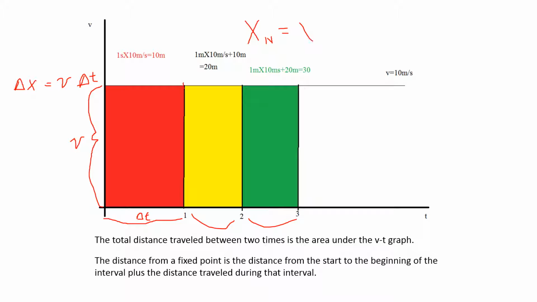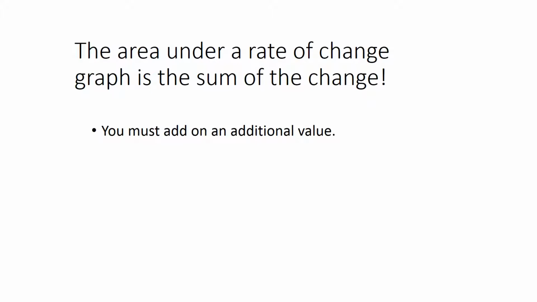And this corresponds very nicely to our model of our new position is equal to our old position plus our change. Our rate of change times the amount of time that we change. So the area under a rate of change graph is the sum of the change plus some additional value that is the original, in our previous example, position at the start of the interval.